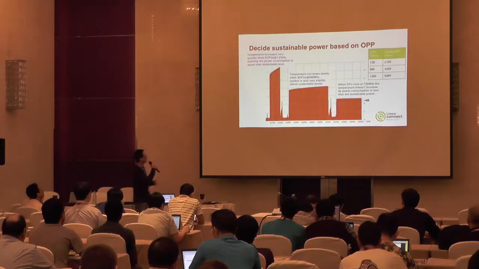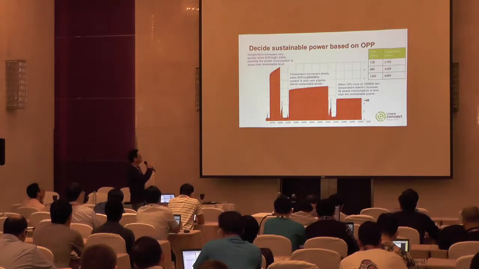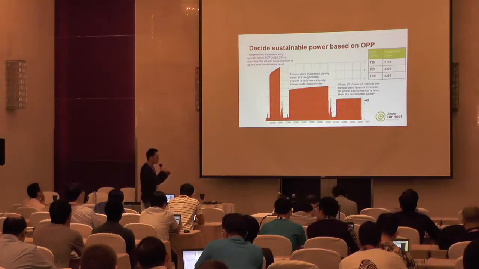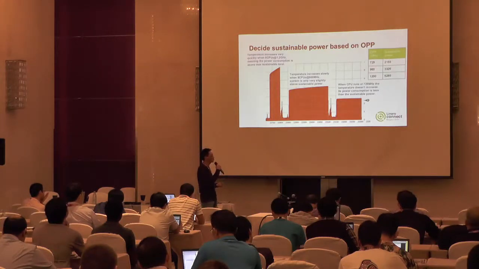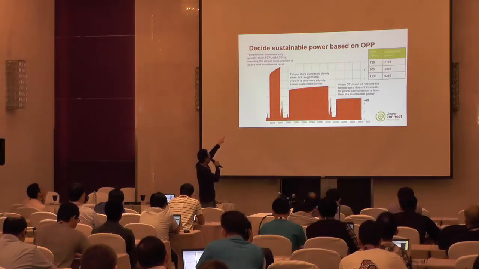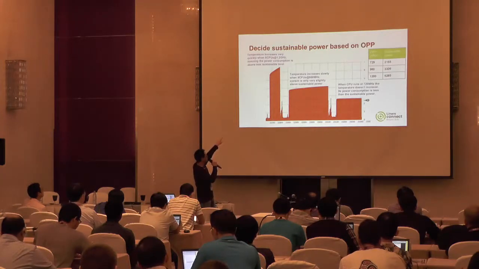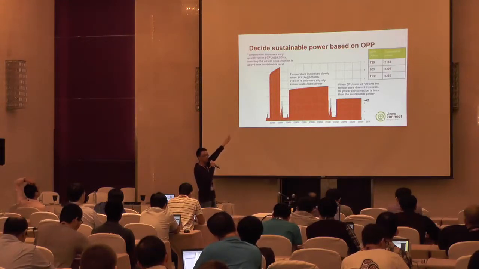This page is about how to decide the sustainable power based on the operating point. It is quite straightforward. When I set all 8 CPUs to 1.2 gigahertz and run the benchmark, we can see the power increases very sharply. But this is just impacted by the temperature increase. So finally, the power increases very sharply.